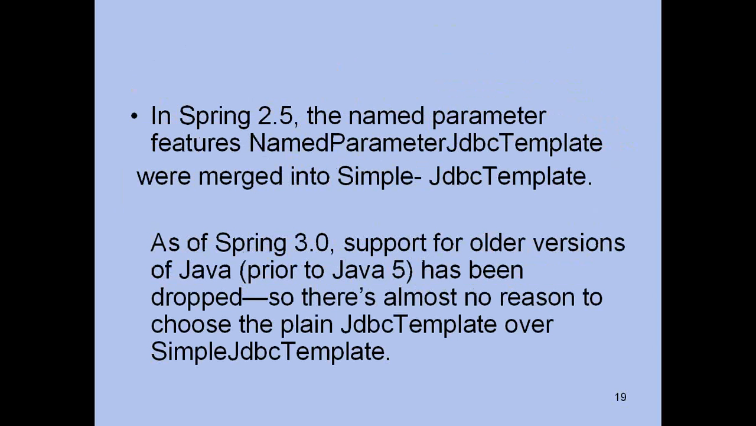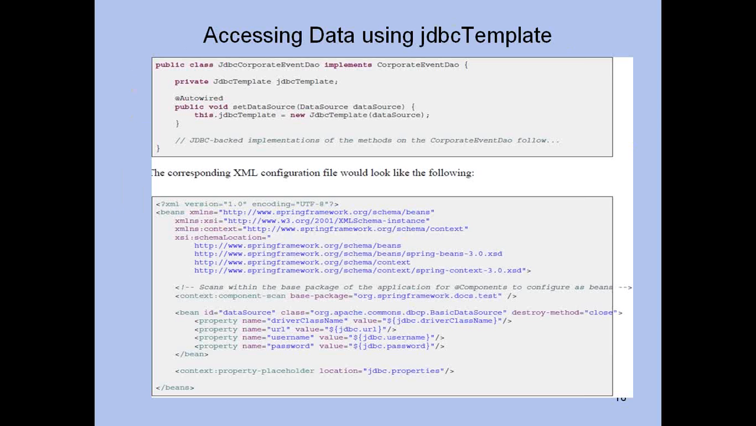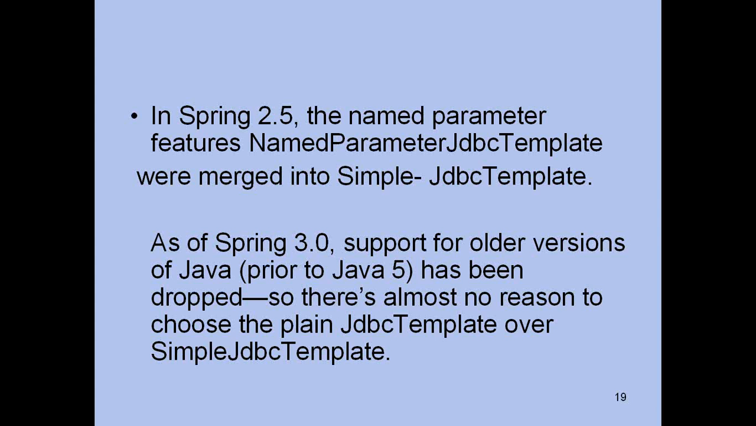Now, let's see how to set up named parameter JDBC template in the configuration. This is JDBC template. In Spring 2.5, the named parameter features, named parameter JDBC template, were merged into simple JDBC template. So now these features are moved to the next one called simple JDBC template, which you are going to look into. But let's look into named parameter JDBC template also.